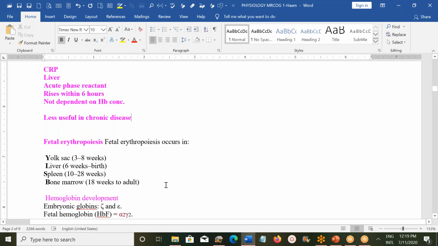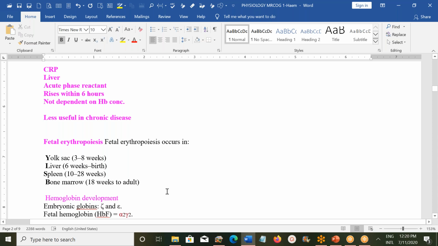So if we talk about erythropoiesis, it develops in the fetus between 3 to 8 weeks, and different organs will take up this function. As the period of gestation increases, different organs take up this action. Yolk sac is the first organ to form blood, within 3 to 8 weeks of life. Then the liver takes up this function from 6 weeks till birth. Spleen is actively forming blood between 10 to 28 weeks, and bone marrow starts working by 18 weeks and continues into the adult.